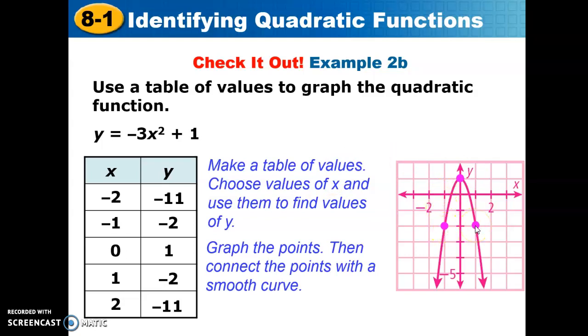And then when you plug in negative 2, you're actually off the charts. It's negative 11. It's down here somewhere. So this is where it gets a little tricky. You need to kind of estimate based on the first couple of points that you have. If you can get a third or fourth point, I would definitely do it to kind of estimate the way the curve goes. Okay.